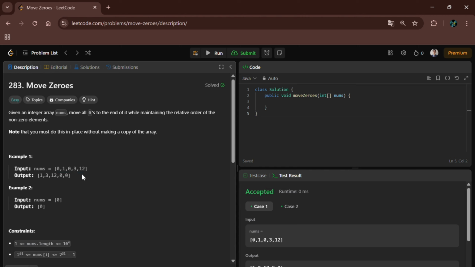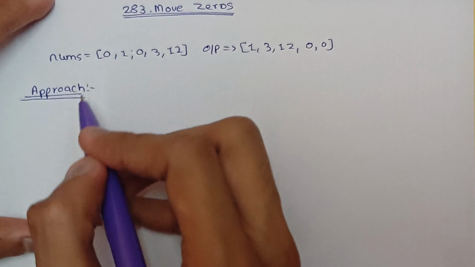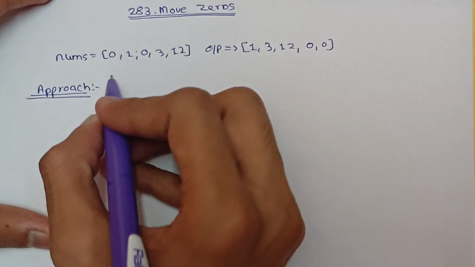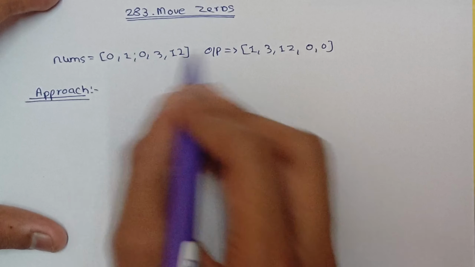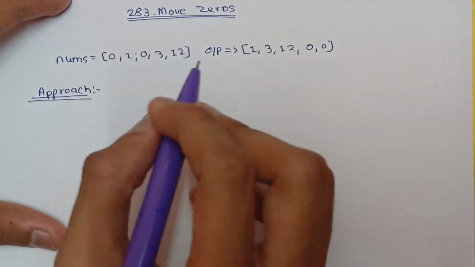So we will understand this problem correctly on paper, and I will explain the approach on paper. So let's understand the problem and approach. The problem says to move all zeros to the end, meaning these zeros will go at the end. So let's see the approach.